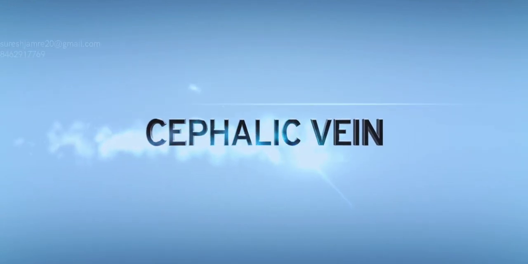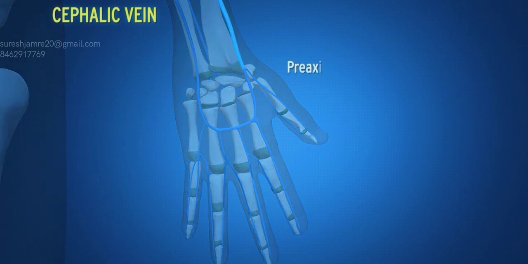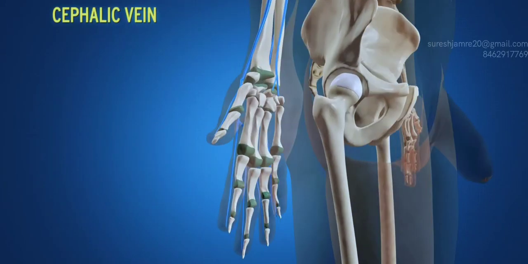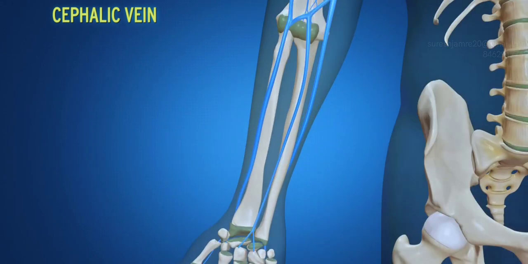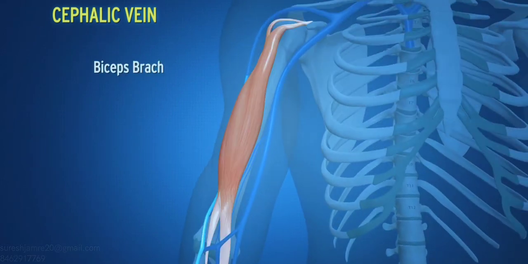Cephalic vein. Cephalic vein is the preaxial vein of the upper limb. It begins from the lateral end of the dorsal venous arc and runs upwards through the roof of the anatomical snuff box, winding around the lateral border of the distal part of the forearm, and continues upwards in front of the elbow and along the lateral border of the biceps brachii.